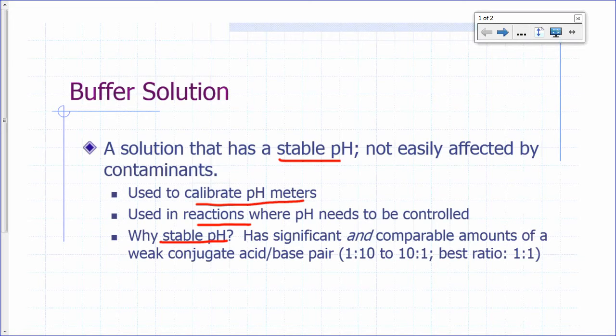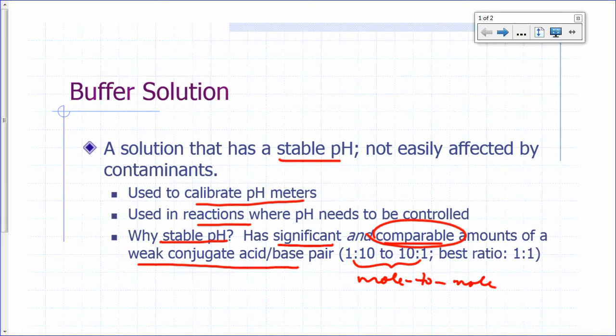The reason has to do with the fact that these solutions have significant and comparable amounts of a conjugate weak acid-base pair. By comparable, we mean that the mole-to-mole ratio of the conjugate acid-base pair is anywhere between 1:10 to 10:1. That's a ballpark figure. That's usually what we consider a buffer ratio. The best ratio is, of course, 1:1. Okay, so in other words, it's anywhere between 0.1 to 10, with 1 being the best ratio.